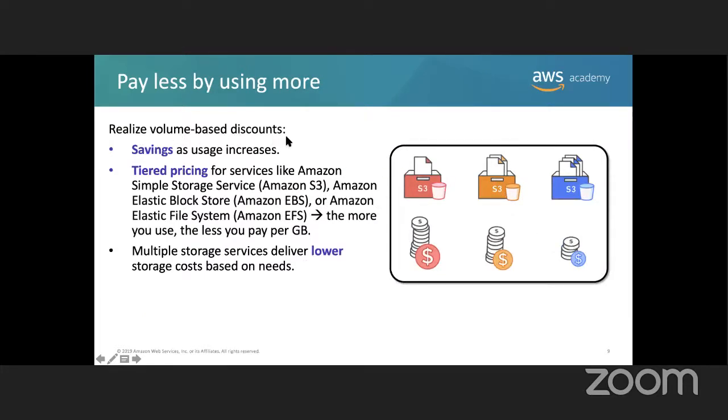Pay less by using more. Realize volume-based discounts. Savings increase as usage increases. Tier pricing for services like Amazon Simple Storage Service, Amazon S3, Amazon EBS, Elastic Block Store, and Amazon Elastic File System, EFS. The more you use, the less you pay per gigabyte, right? Because you're using more, you pay less compared to using them independently. So use more, so you can save more. Multiple storage services deliver lower storage cost based on needs. So you use all of them together, integrated, so then you're gonna save more, okay?